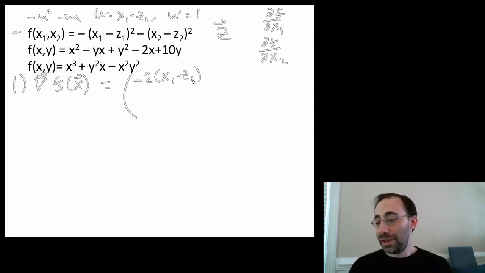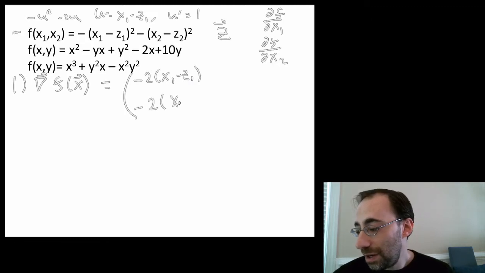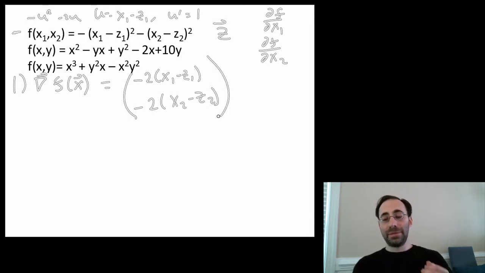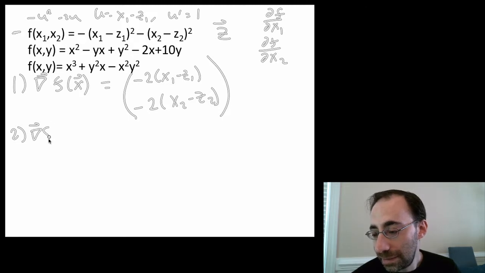Okay, so that's the first one. The second one is the exact same thing with the 2, so it's right over here. And now we have the gradient of f. First step done. Okay. Second step, compute the critical points.